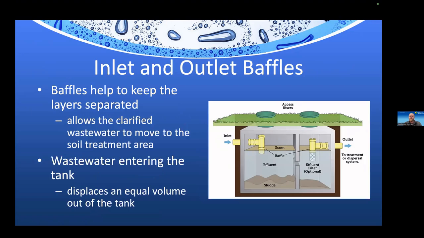So inlet and outlet baffles are a critical portion of every septic tank. Baffles are really doing the hard work to help keep the layers separated. And those are the T-looking things in yellow on the diagram. That allows the inlet flow from the collection at the house to enter the tank and separate by pushing it down. And it also allows the clarified wastewater to move to the soil treatment area.